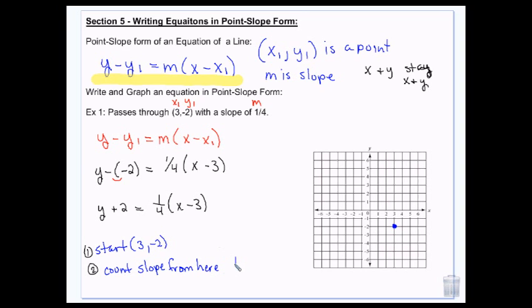So our slope is 1/4, so we're going to go up 1 and then over 4. So up 1, over 1, 2, 3, 4. Or if you wanted, you could go backwards and go down 1 and then back 4. Down 1 and then 1, 2, 3, 4. Once you've got all your points, we connect our dots.